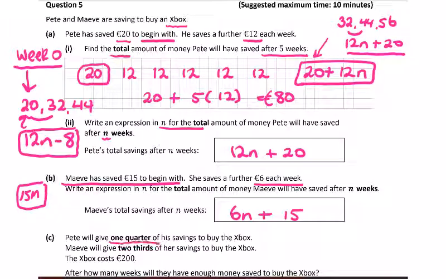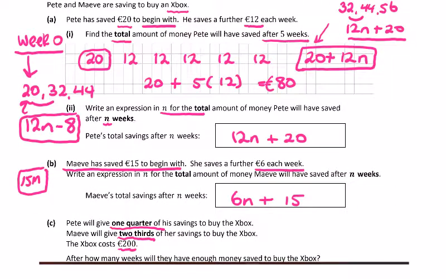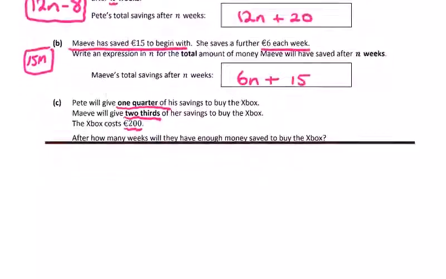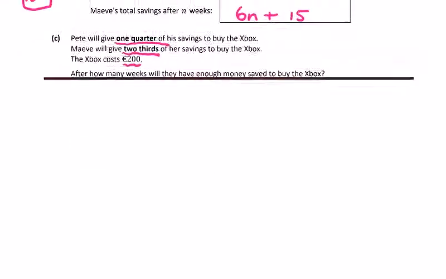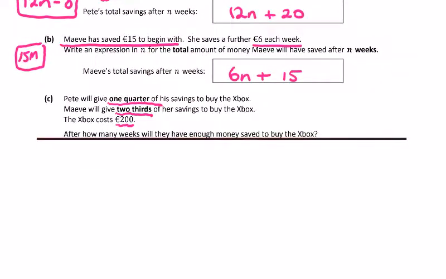And Pete will give 1/4 of his savings to buy the Xbox. Maeve will give 2/3. And the Xbox costs 200. After how many weeks will they have enough money saved to buy the Xbox? So 10 marks for this part. What they want you to write out pretty much is the information that's given so far. Pete has 1/4 of his savings.